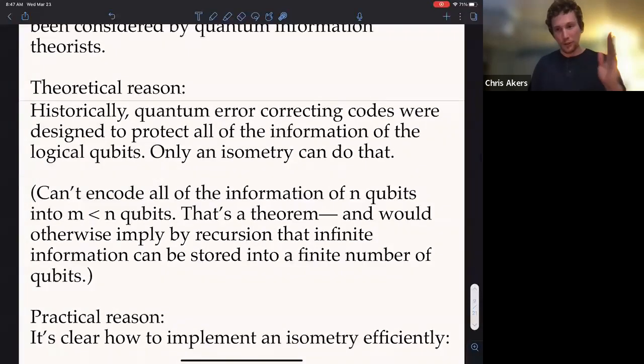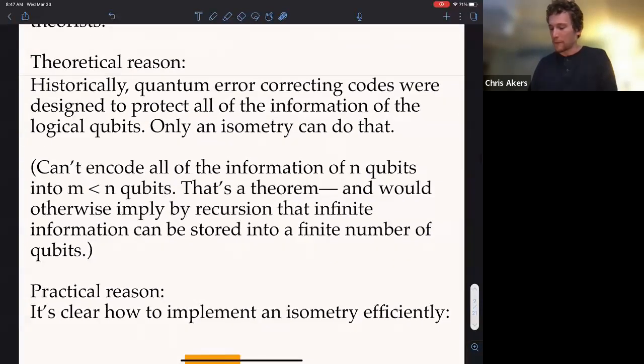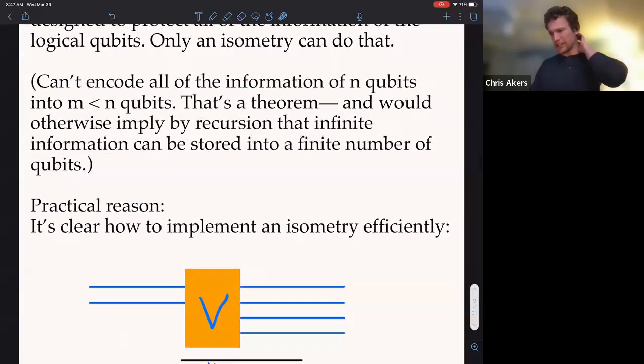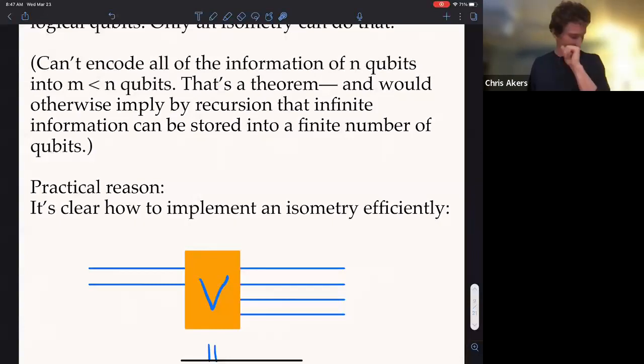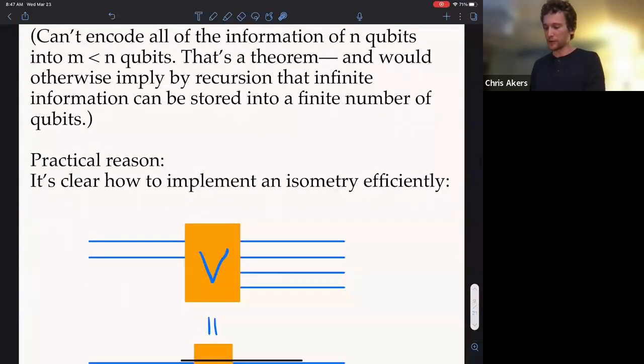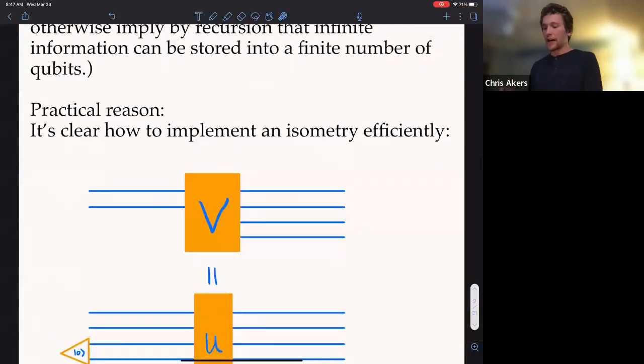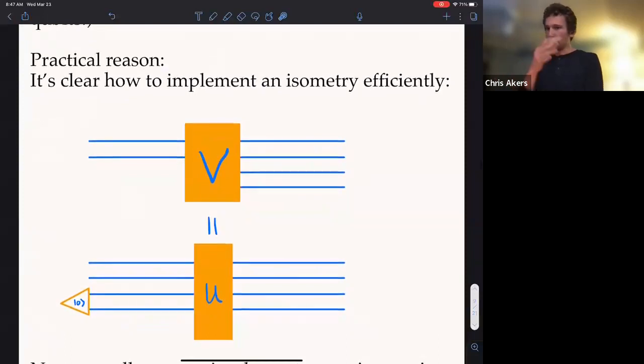But there's also a practical reason why non-isometric quantum error-correcting codes haven't really been considered. And the practical reason is it's clear how to implement an isometry efficiently. So here's an example. Let's say we have some isometry V. It takes as input, say, 2 qubits, and outputs a state on 4 qubits. That could be an isometry because it's mapping a smaller to a larger Hilbert space. And you can, in general, do this. You can implement an isometry in the following way.